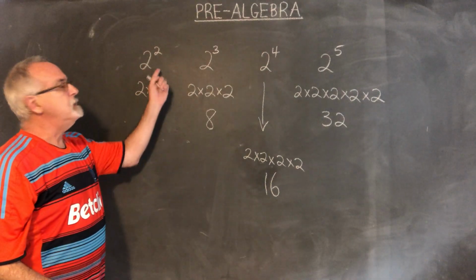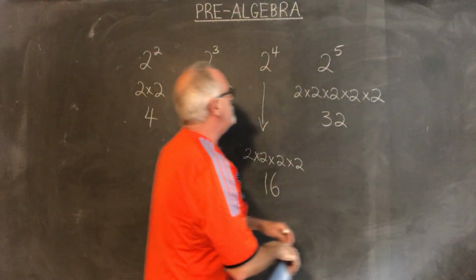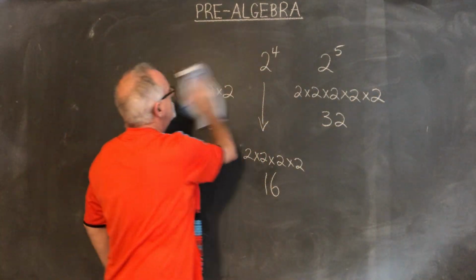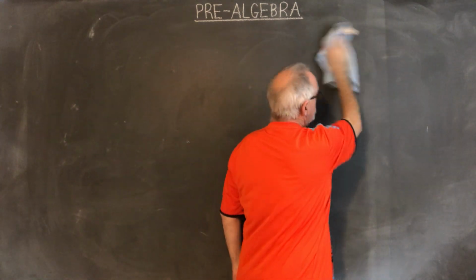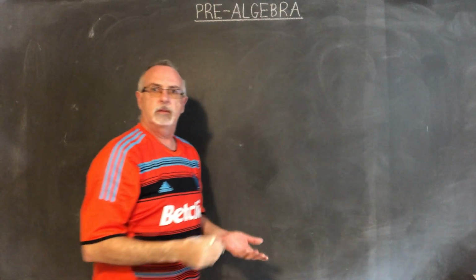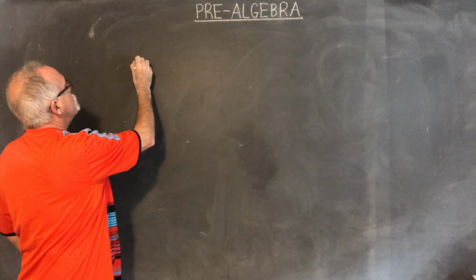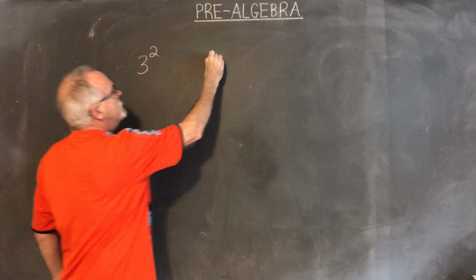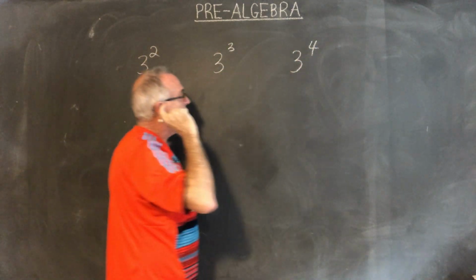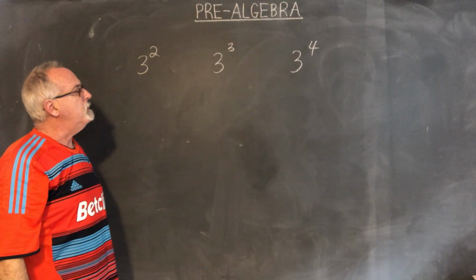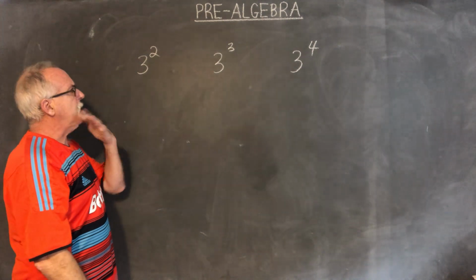But of course, 2 isn't always your base. So what if we have other bases, like 3? We can handle this because we already know how to multiply. So therefore, we know how to apply exponents. How about 3 squared, 3 cubed, and 3 to the 4? 3 to the power of 4, or 3 to the 4, that's how I say it very often. For short, 3 to the power of 4 sounds like the correct way to say it.